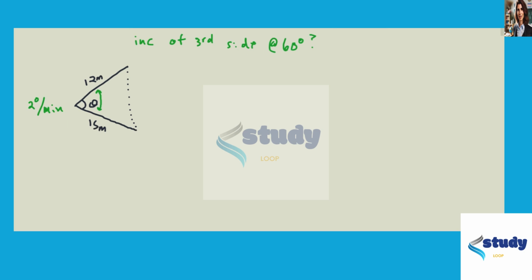Whenever we're doing a related rates problem, the best thing to do is to draw a picture and then plug in everything you have. So we have this triangle here with side lengths 12 and 15, and the angle between them is increasing at a rate of 2 degrees per minute. And then over here we have our third side, so I'll call this third side C.